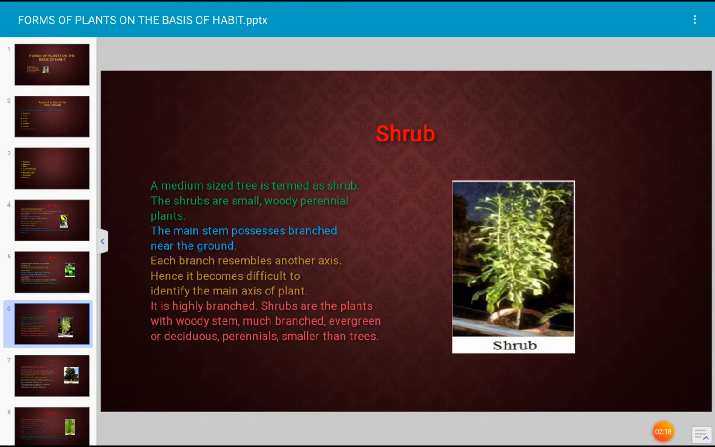A shrub is a medium sized plant. It is termed as shrub. The shrubs are small, woody, perennial plants, and the main stem is branched near the ground. Each branch resembles another axis, hence it becomes difficult to identify the main axis of the stem. It is highly branched. Shrubs are plants with woody stem, much branched, evergreen or deciduous, perennials, smaller than tree.